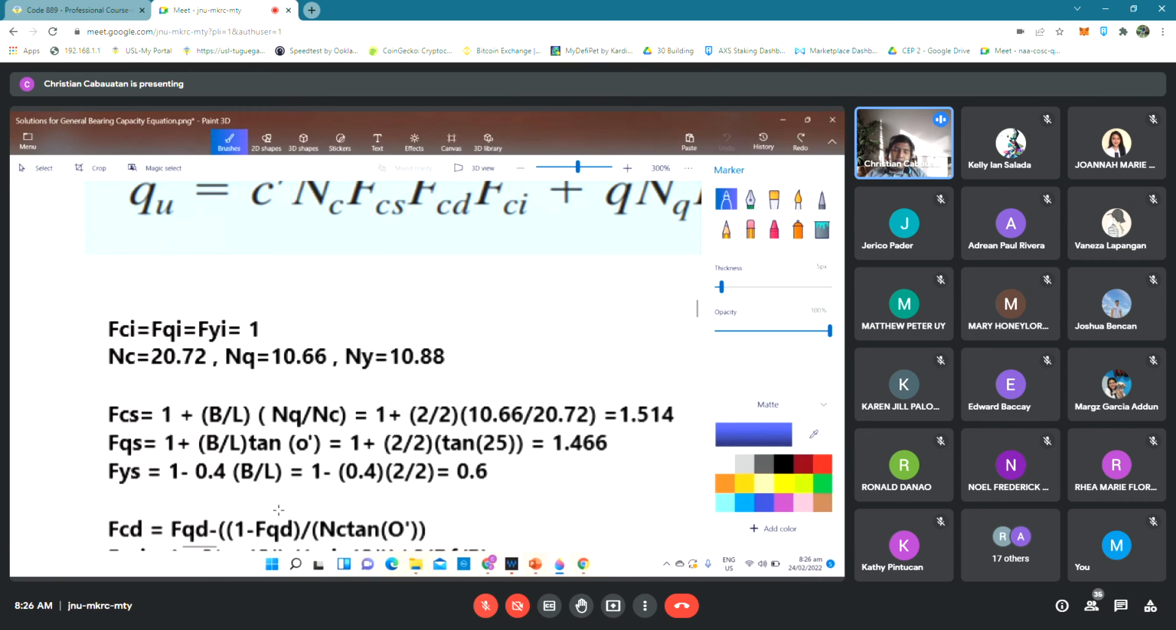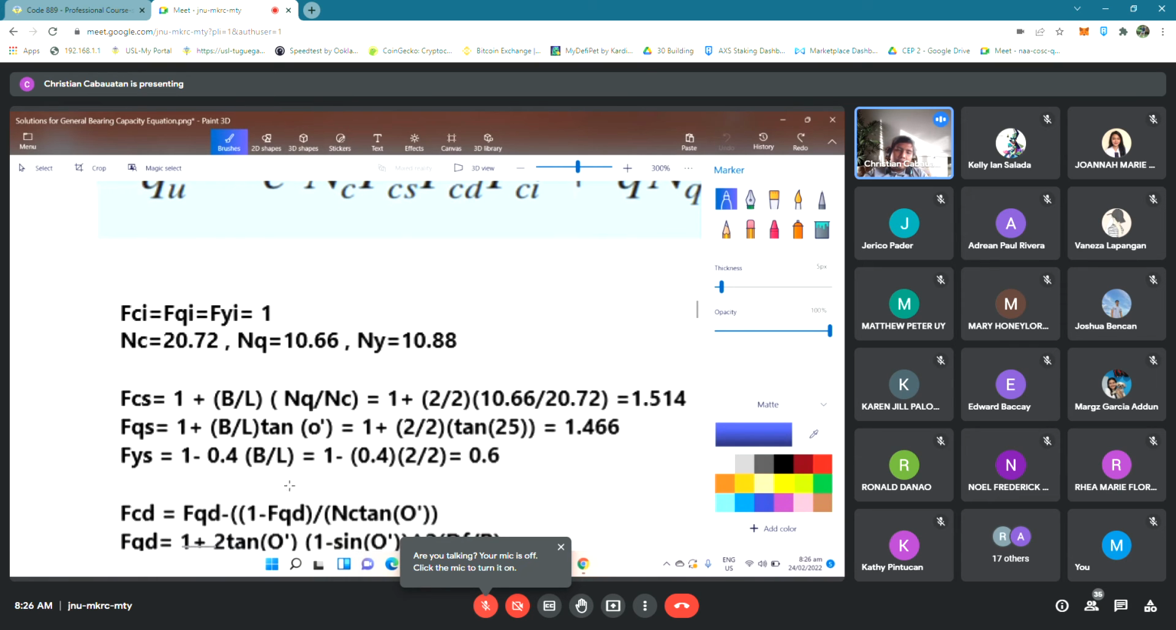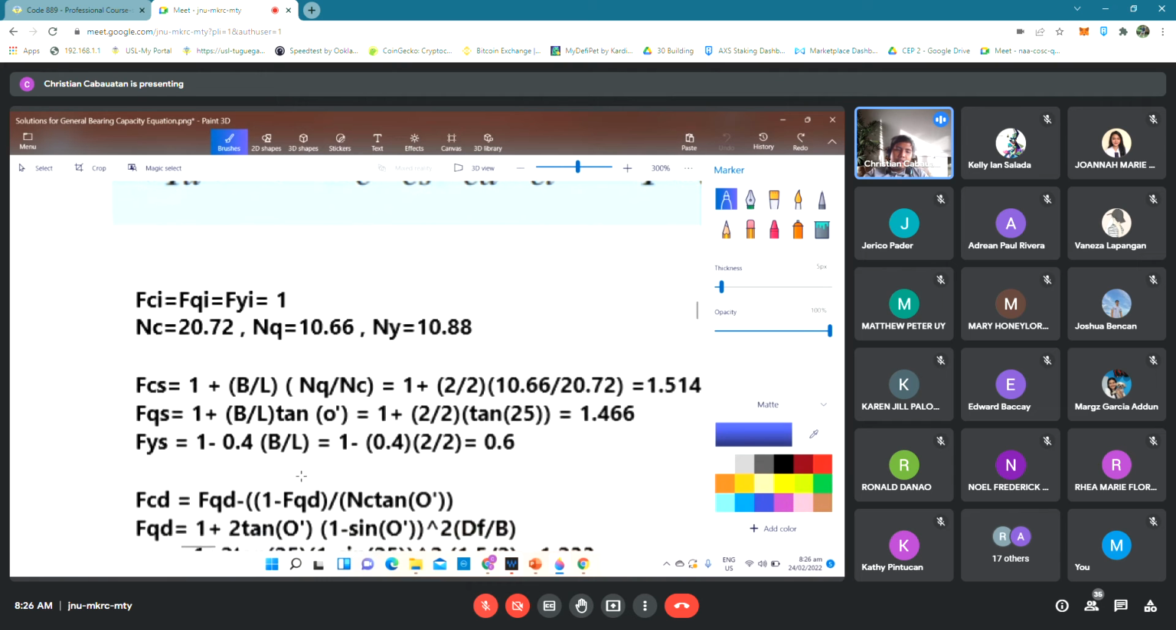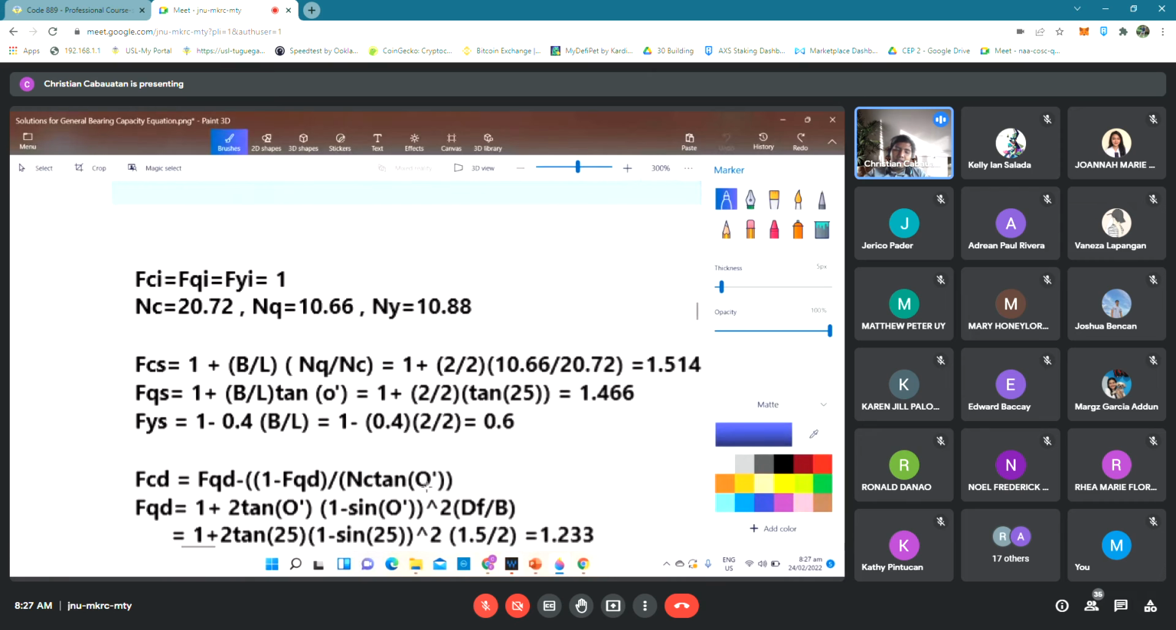So we cannot solve that yet, because FCD is unknown pa. Kailangan natin pang kunin si FQD. Therefore, FQD is equal to 1 plus 2 tan phi times (1 minus sine phi) squared, times the depth of the footing divided by the width of the footing. Then just input all those data and it is equal to 1.233.